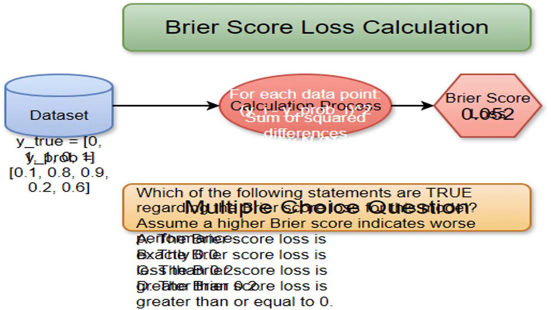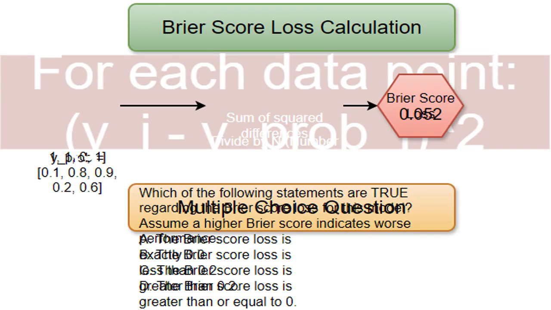The lower the Brier score, the better the model's performance. A perfect model has a Brier score of 0. I add up all the squared differences, each y_i minus y_prob_i, squared. This process accumulates the errors produced by the model, quantifying the discrepancies between the true labels and the predicted probabilities.